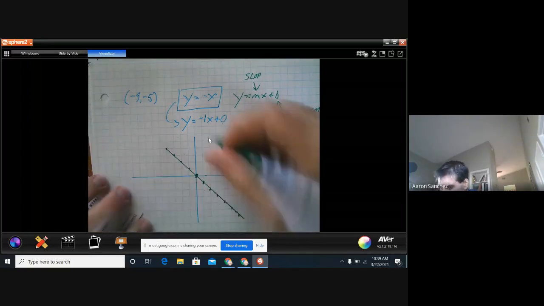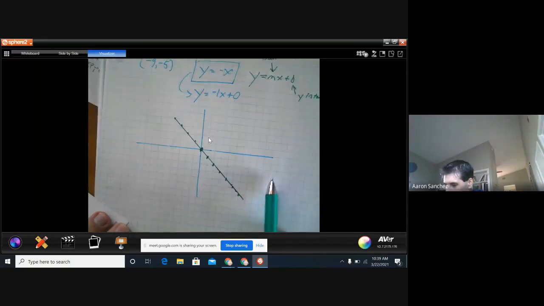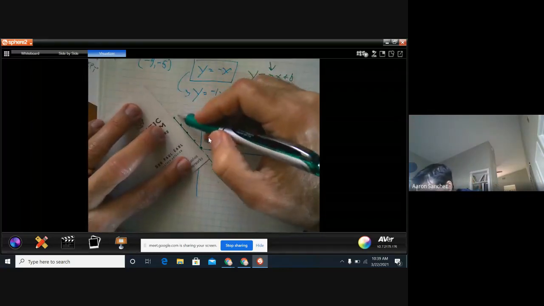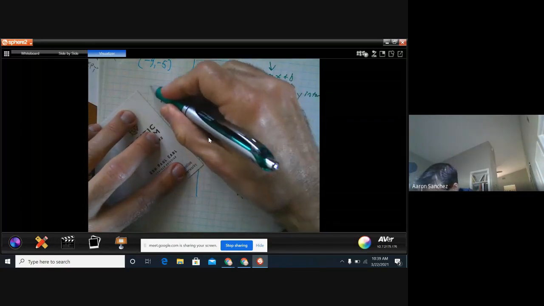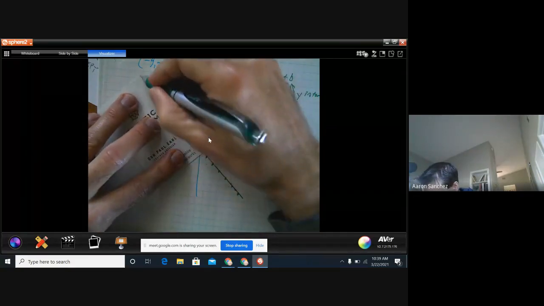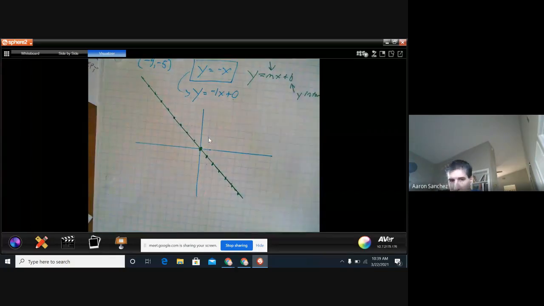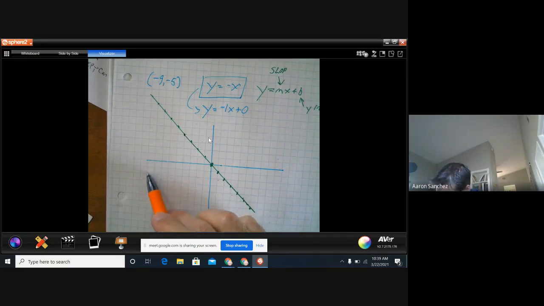So remember, the question is, reflect negative 9, negative 5 over this line, y equals negative x. I'm trying to get it exact, so I want to do every single point. I want to get this line perfect so I can get the reflection right. So go to negative 9, negative 5. Negative 9, then 1, 2, 3, 4, 5, 6, 7, 8, 9, negative 5. 1, 2, 3, 4, 5. There's negative 9, negative 5.